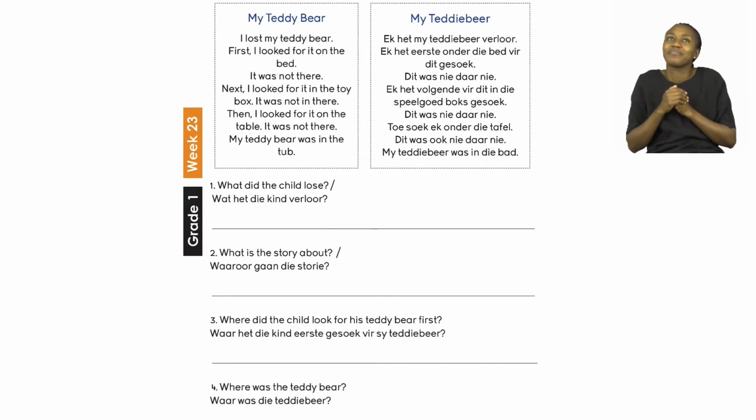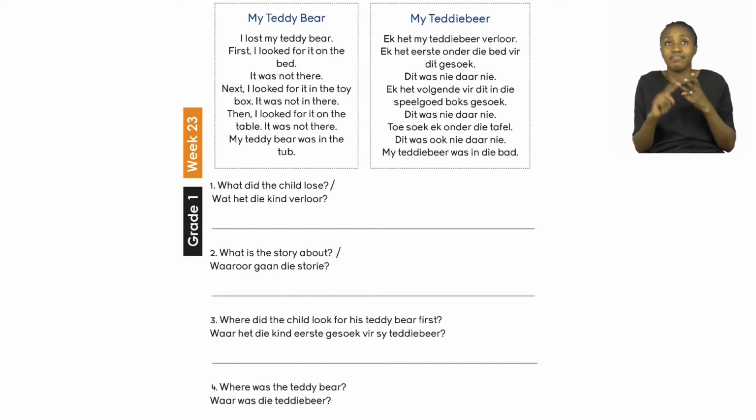So now that we have read this one a first time, let's now take a look at our questions that start with what and where. Number 1 says, what did the child lose? Number 2 says, what is the story about?